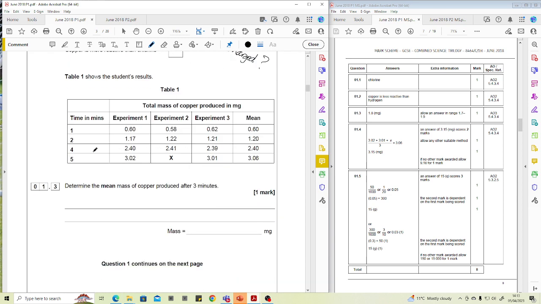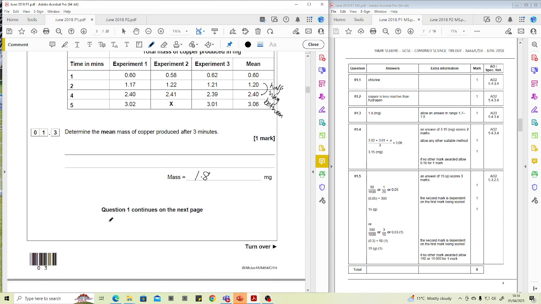Here are some results of the experiment. So we've got the mass of copper produced. The copper coats the electrode, and it's asking you to interpret the results. First of all, our mean mass produced after 3 minutes. Let's just check. The mean mass of copper produced after 3 minutes is going to be halfway between these two, but it will allow you some leeway, so 1.8 is what we need here.